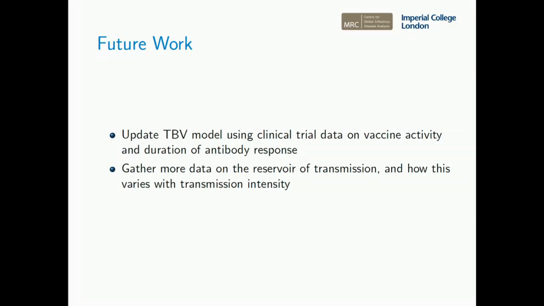So obviously we're using a plausible TBV model, but it's not calibrated on real data in humans. So that's something for us to do moving forward. One thing that's quite interesting about a TBV is it makes you really think about what we know about the infectious reservoir, and how that varies as transmission intensity varies. So we need to test how well our model is capturing that to fully assess who the key populations to target are.